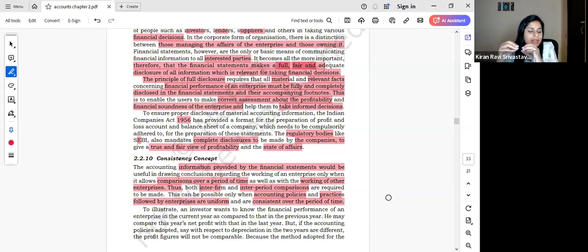They make it mandatory for all the firms, even at international level, to follow the same types of accounting policies and procedures. Later, we will be reading more about what is GAAP, generally accepted accounting principles, and what is IFRS. All that we'll be reading later. So that is what consistency says.